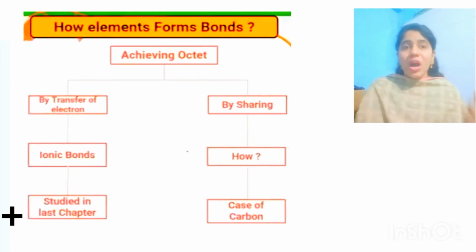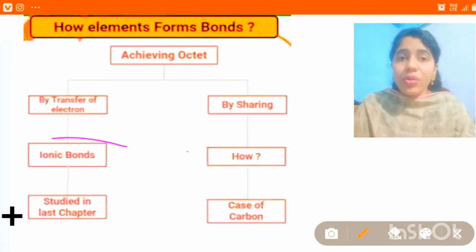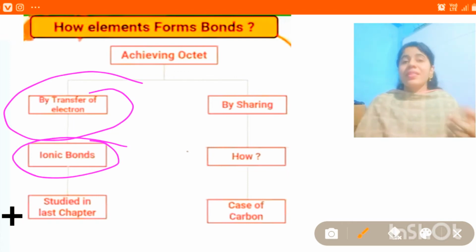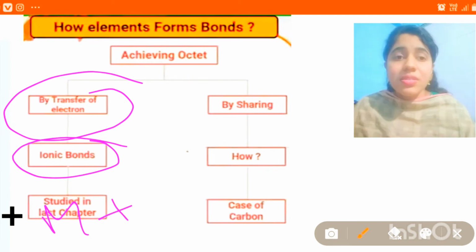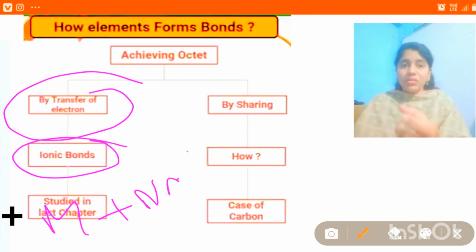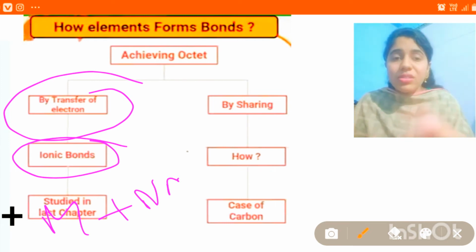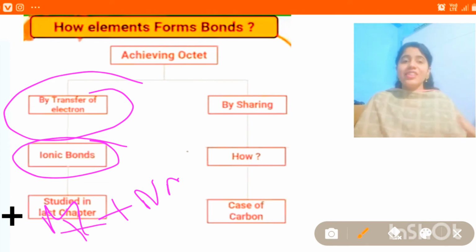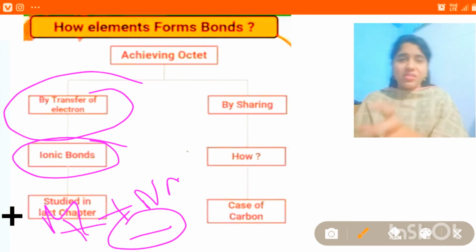So how does an element form a bond? How does it achieve the octet rule? That is what I said here. Ionic compounds are formed by the transfer of electrons, which is studied in the chapter on metals and non-metals. Here, the metal loses its electron and the non-metal gains an electron. When a metal loses an electron, it becomes positively charged. When a non-metal gains an electron, it becomes negatively charged. This is the case in metals and non-metals.